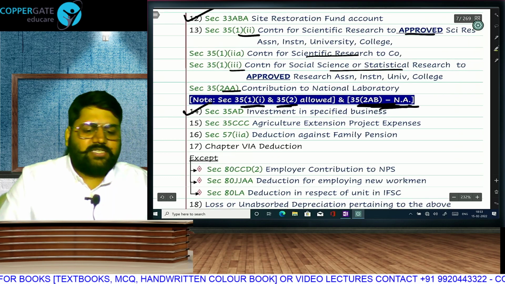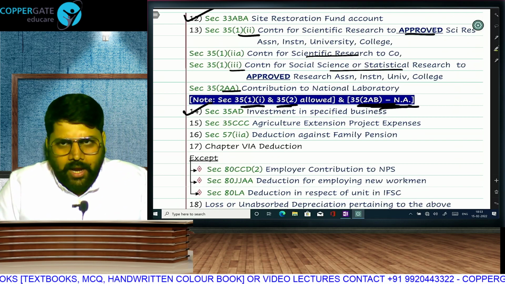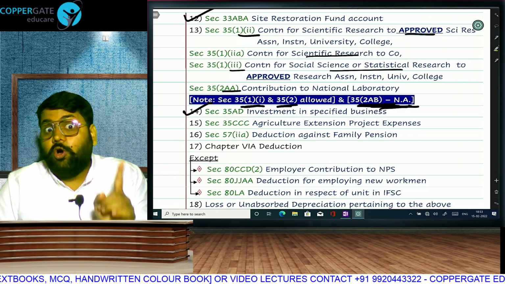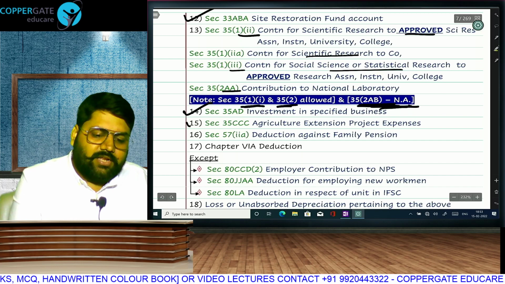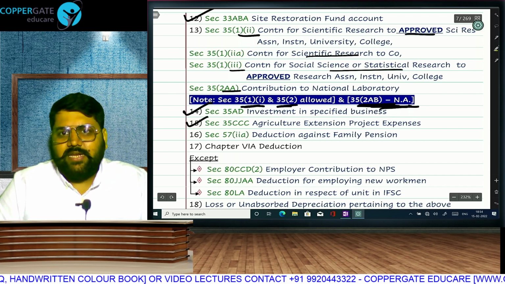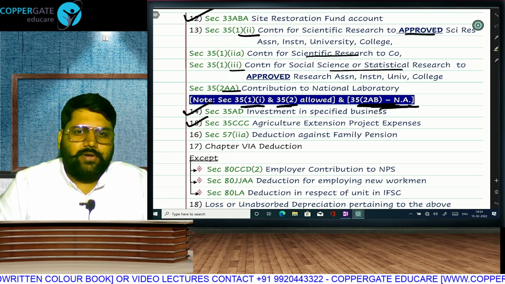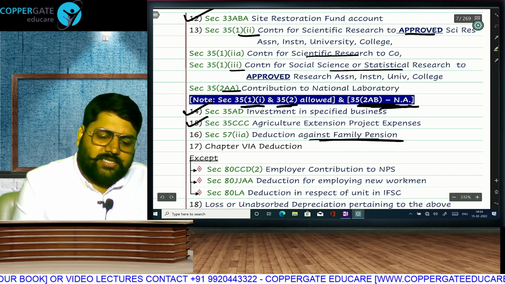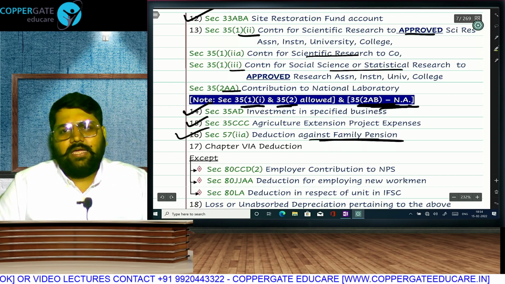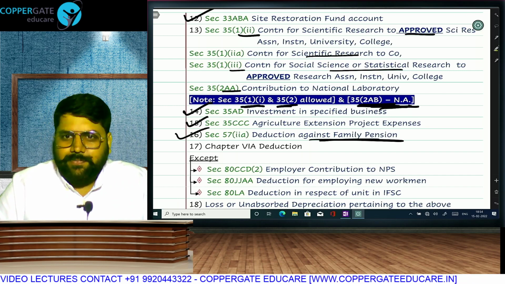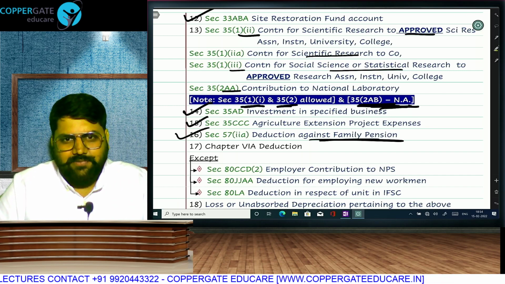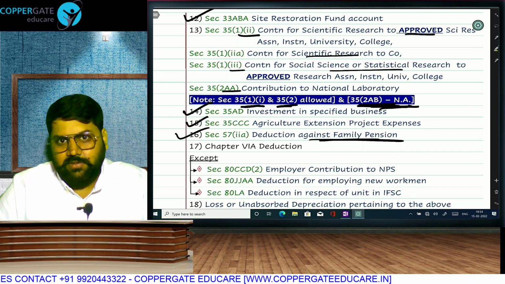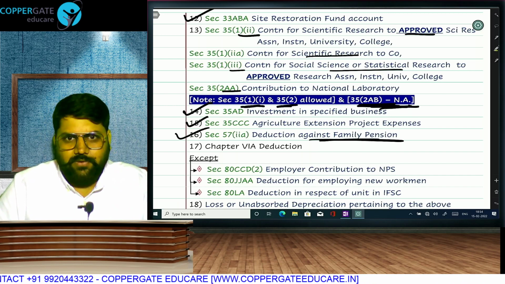35AD, 14 specified businesses, 100% deduction of capital expenditure in old regime, not in new regime. 35CCC, deduction of agriculture extension project expense, allowed in old regime, not allowed in new regime. Deduction against family pension, 57 clause (iia): 1/3 of the pension received or 15,000 per annum, whichever is lower, allowed in old regime. That deduction again will not be allowed in new regime.